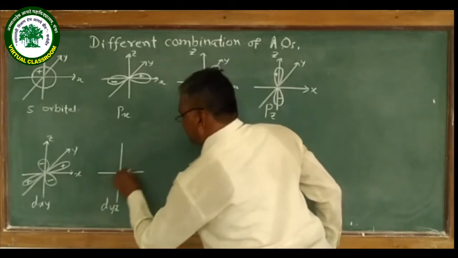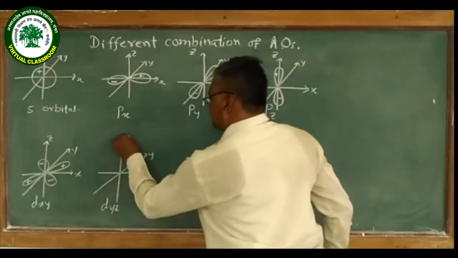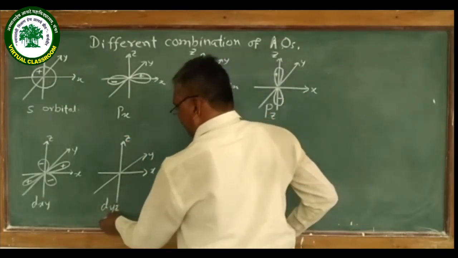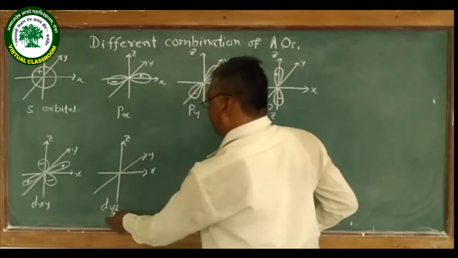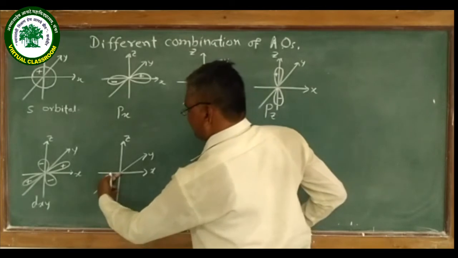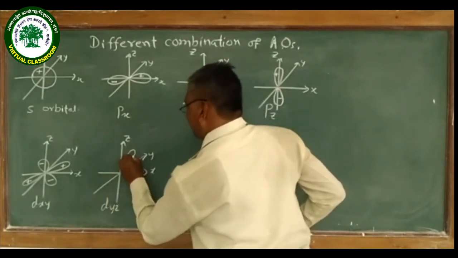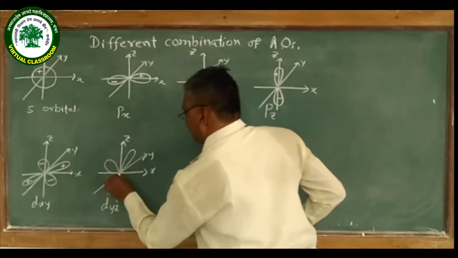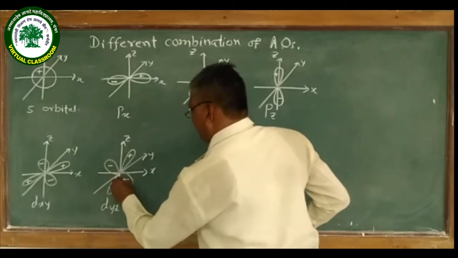This is the Cartesian axis, x-axis, y-axis and z-axis. Then the d orbital having its lobes in the plane consisting of y and z-axis, that is the y-axis and this one is the z-axis. So lobes will be in between the plane. So this is positive lobe and negative lobe.